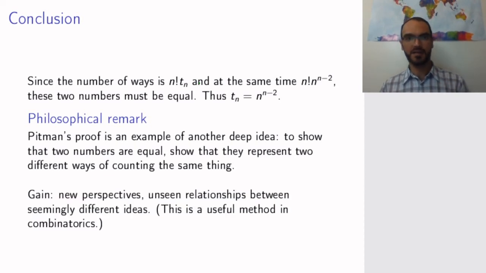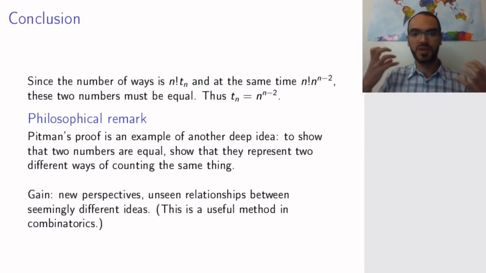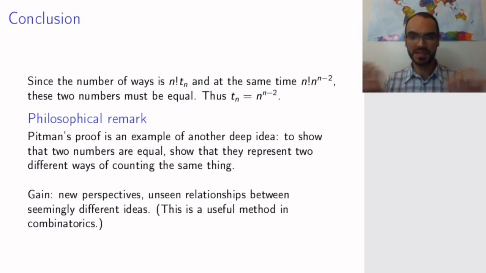And the gain is, apart from knowing the numbers are equal, you get new perspectives. In this way, if we were actually interested in counting such ways of constructing trees, now we got two ways of doing it. And we got a relationship between two numbers, or two ideas really, that we didn't see before. But now, since these two ideas help us count the same thing, we know they are related to each other. And this is a useful method in combinatorics.